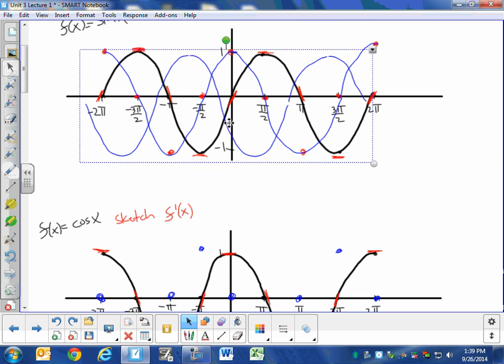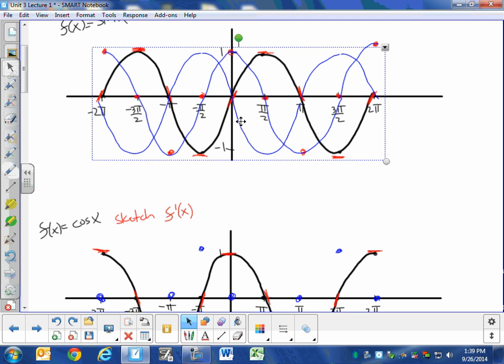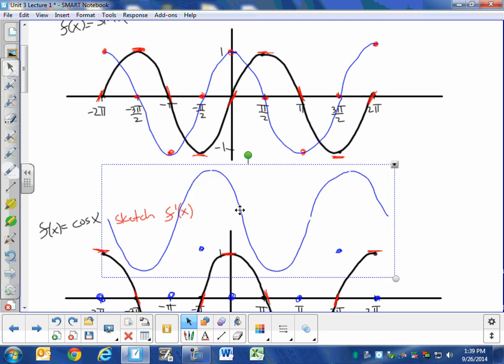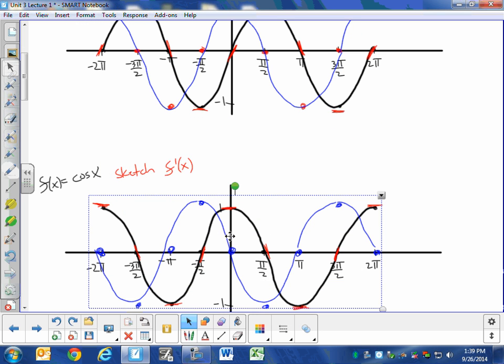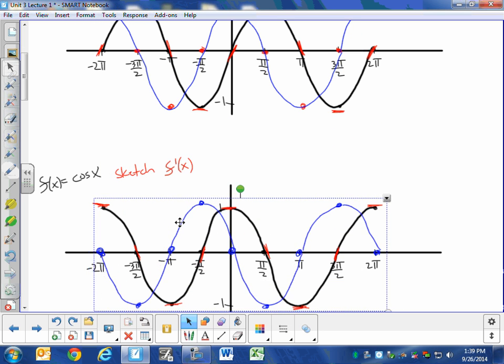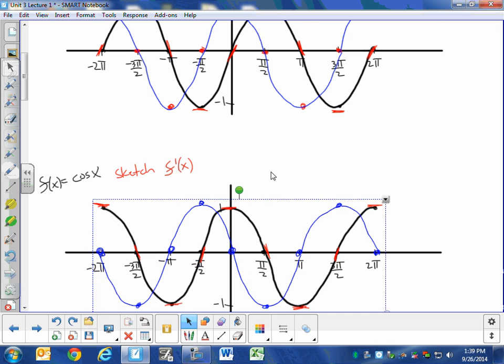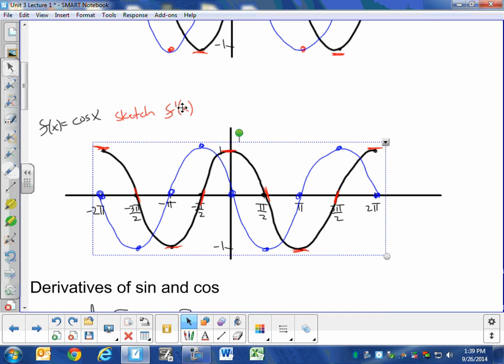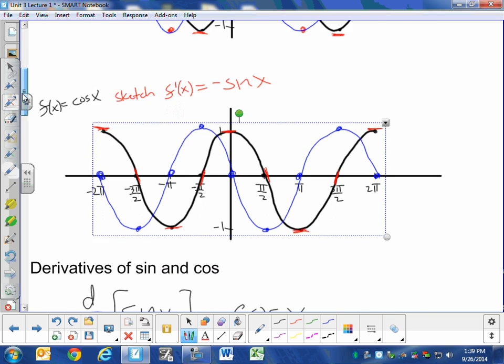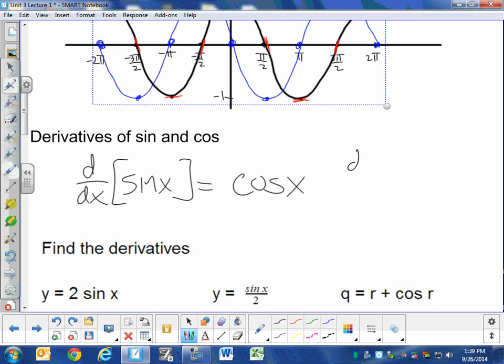If I plop this over my original, notice it's just this black graph that flips. So, turns out, when you have that original function, which was sine flipped, you just get negative sine. So this graph in blue, the derivative of cosine, turns out is just negative sine. So that's our second derivative that we learned. The derivative of cosine is just the opposite of sine.